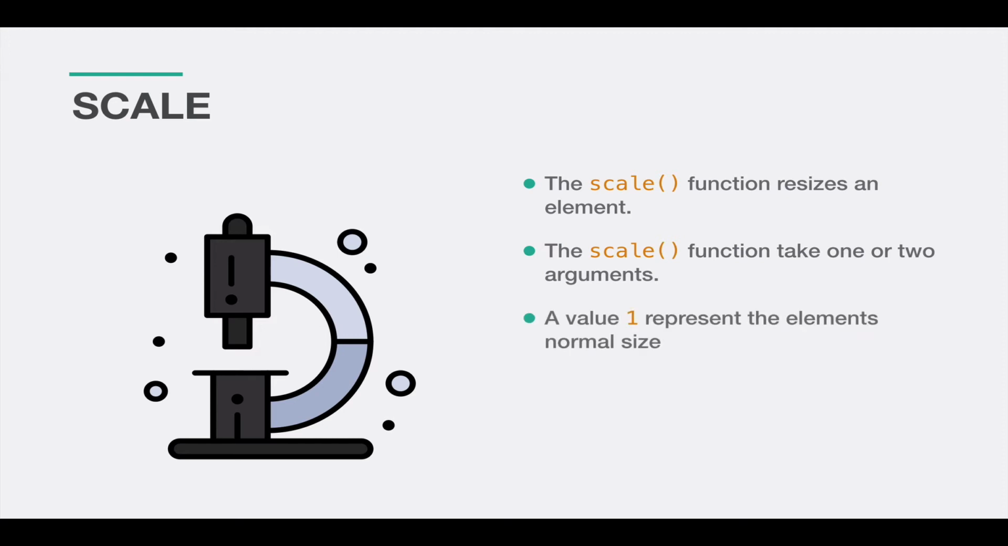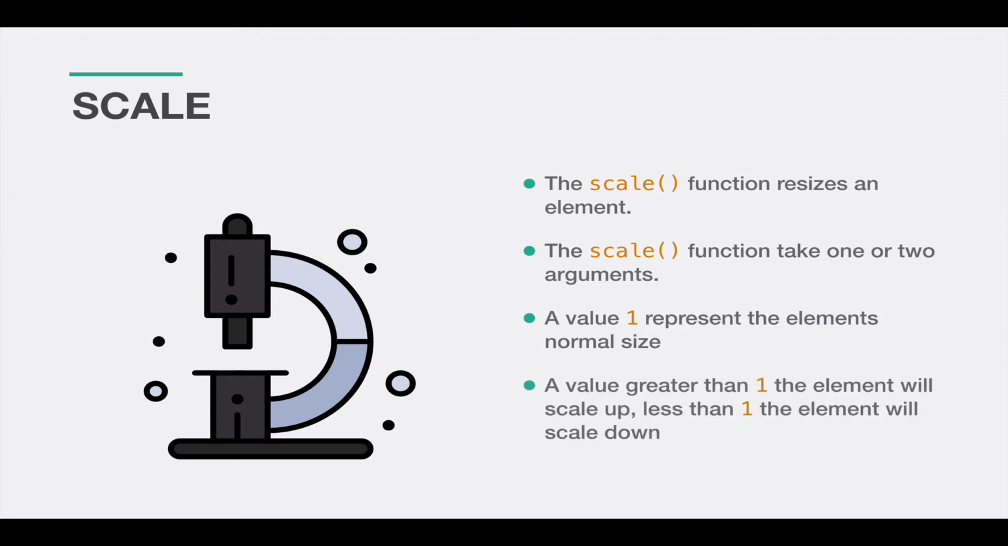When you're using a scale, 1 represents the normal size. I often mix this up. I often put 0 and wonder why my element disappeared. I'm like, why did it disappear? Oh, right, I shrank it down to nothing. 1 is its normal size. Anything greater than 1 will make it get larger. Less than 1 makes it get smaller. If you hit 0, it disappears altogether. Okay?